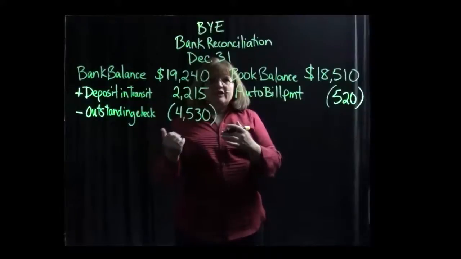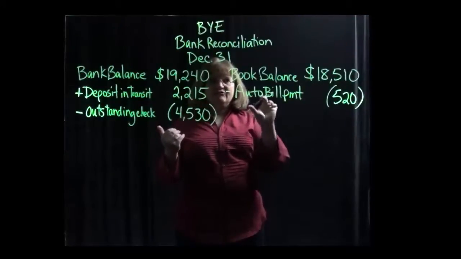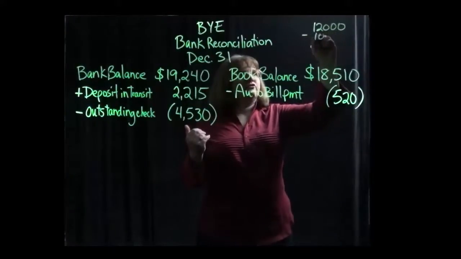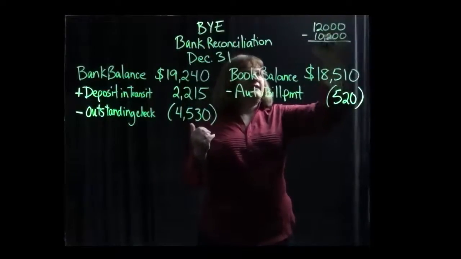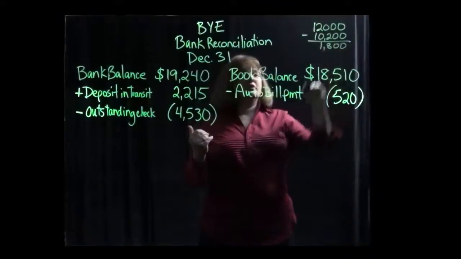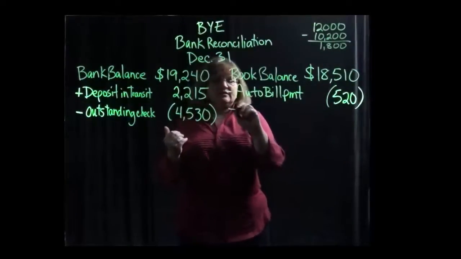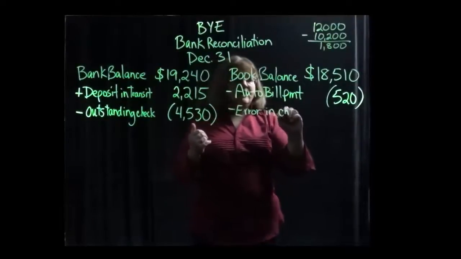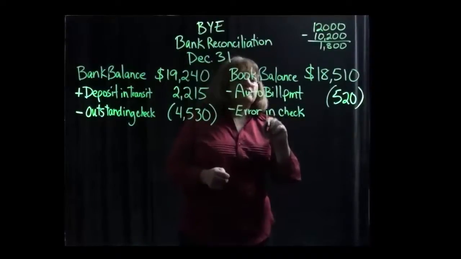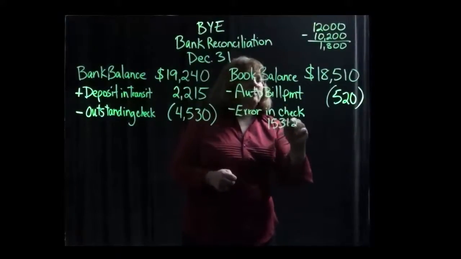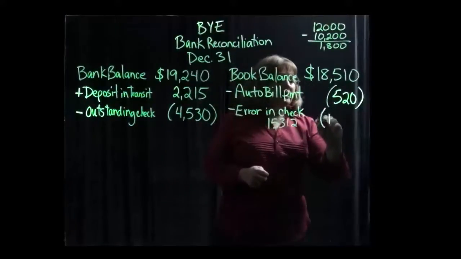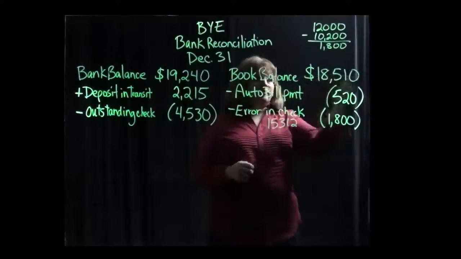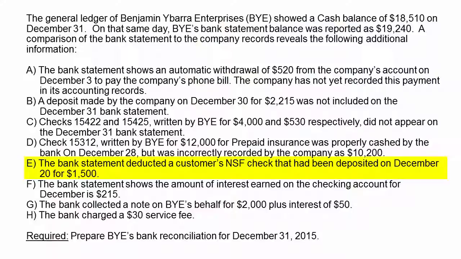So at this point, their cash account is overstated by the difference between $12,000 and $10,200. That difference is $1,800. And so we need to subtract the error in that check, which is number 15,312, and that error is for $1,800. We need to subtract that from the book balance that we have so far reported.